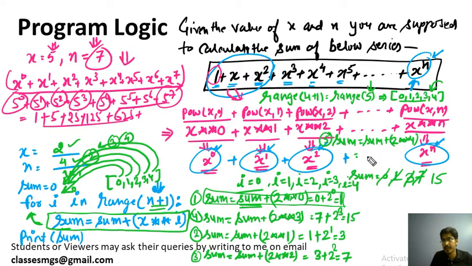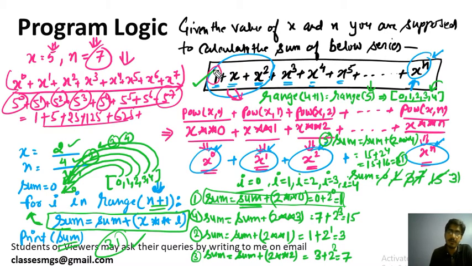Now sum is already having 15. 15 plus 2 raised to power 4, that is 15 plus 16, that is 31. And this will become 31. Now range function's output has 4, list doesn't have anything, loop will terminate, print the sum will print 31. This is how this program will give the output of this particular series.